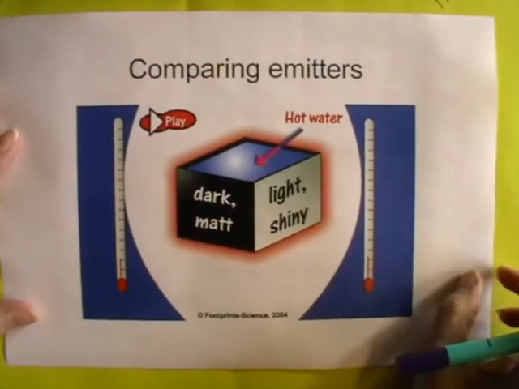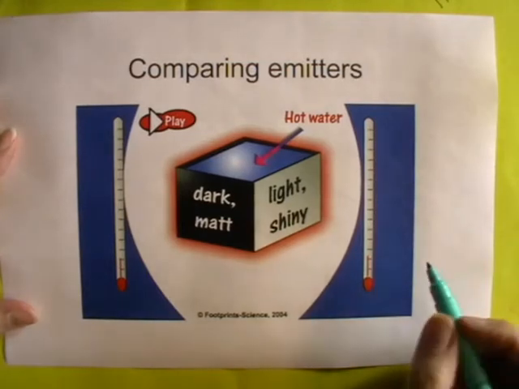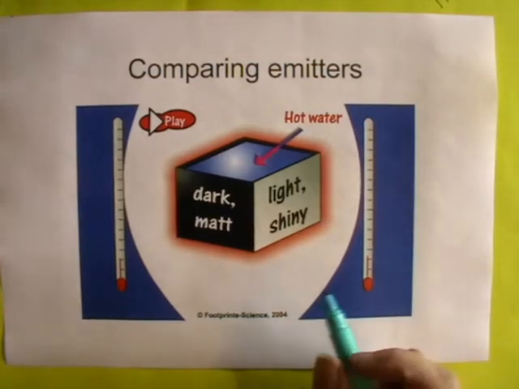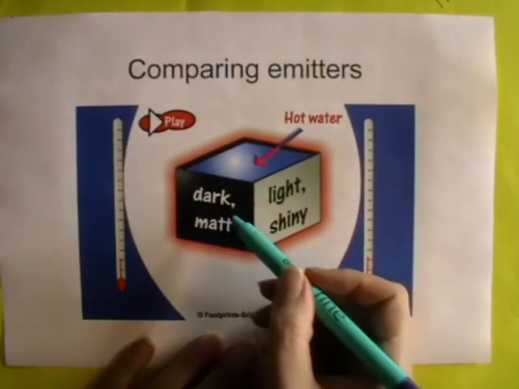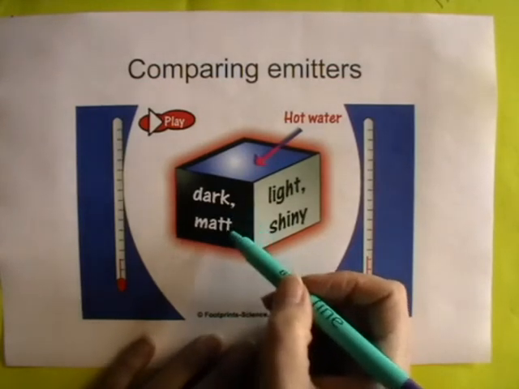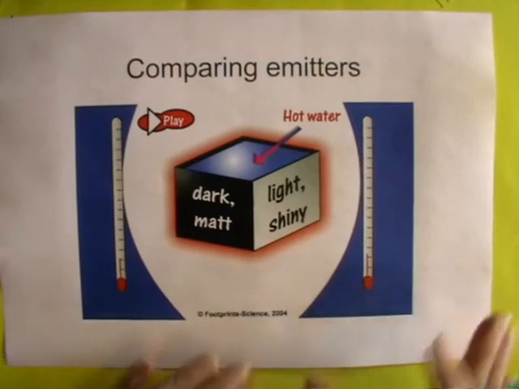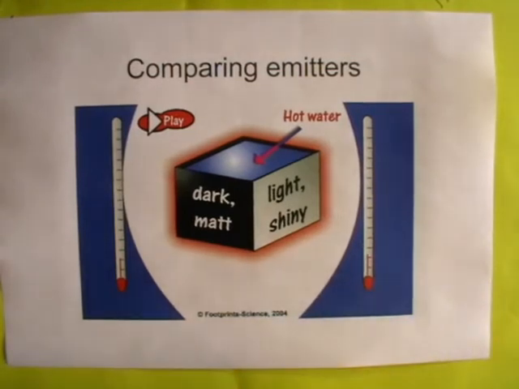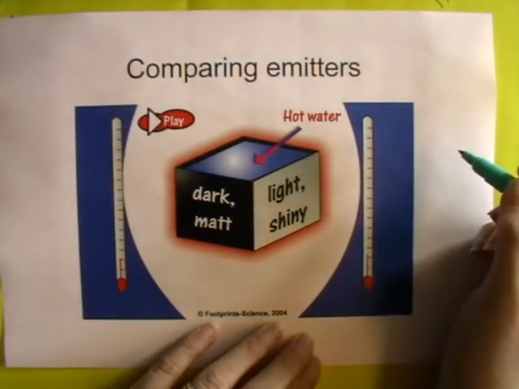In class, we compared emitters using Leslie's cube. Leslie's cube is a cube which has the 4 side surfaces covered in different types of surfaces. We had a dark matte surface, a dark shiny surface, a light matte surface and a light shiny surface.